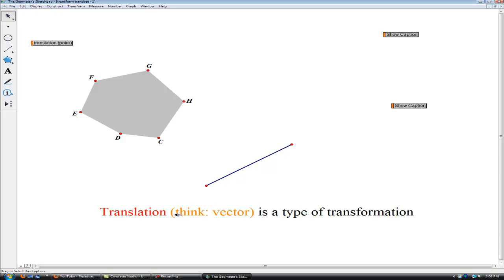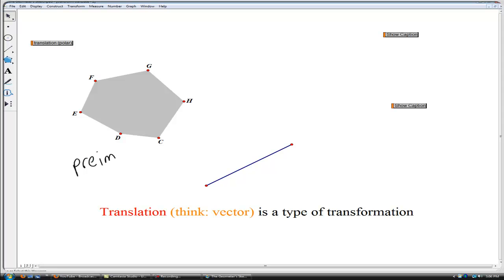And for this one, translation, what we're doing is taking whatever we're starting with here, which we call our pre-image, and we have a, what do we got here? Hexagon. This hexagon is going to be moved. Basically that's it. It's just taking it from one place and moving it to another. We don't rotate it, we don't reflect it, we translate it.